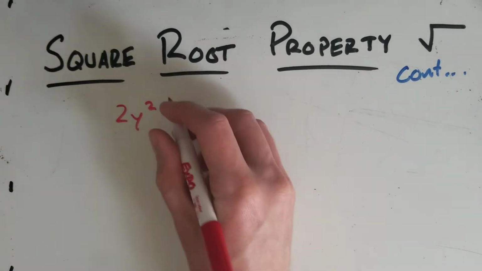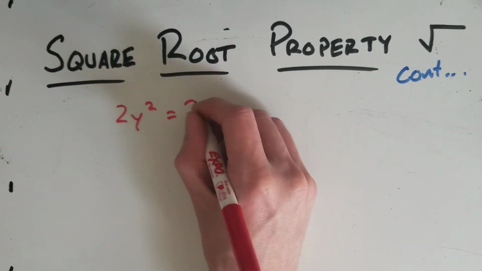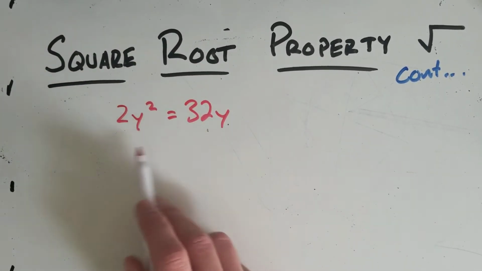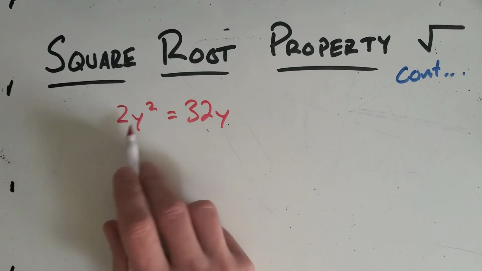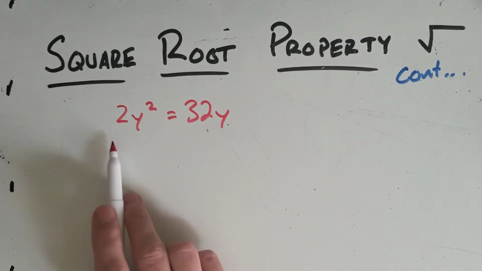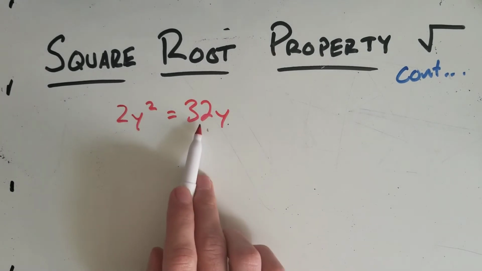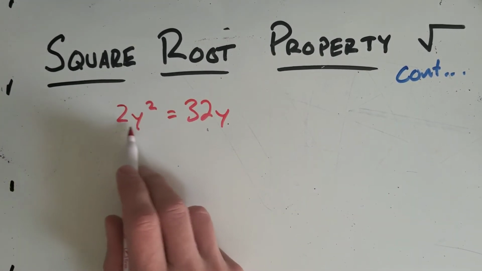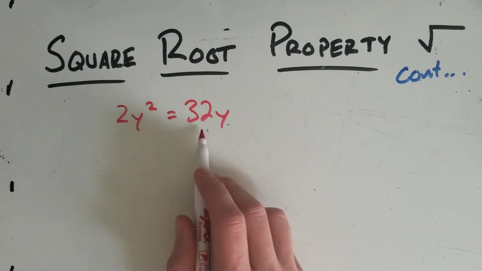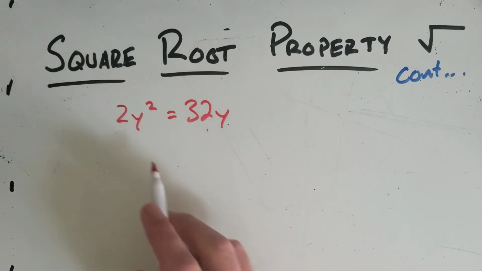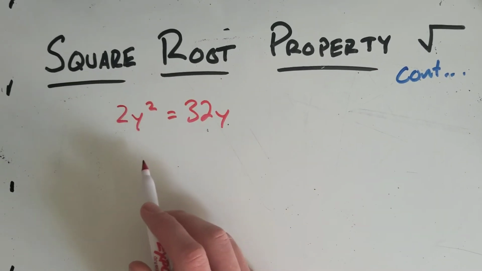Our next question that we want to solve is what's the value of y in this equation that makes the equation work. So we have 2y² = 32y. So if you're trying to use the square root property, you should look, are they perfect squares? Unfortunately, they are not perfect squares here. There's no square root to 2y², no square root to 32y. So if it's not a perfect square, there's a couple things you can do.